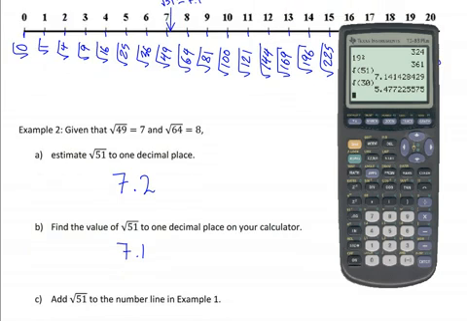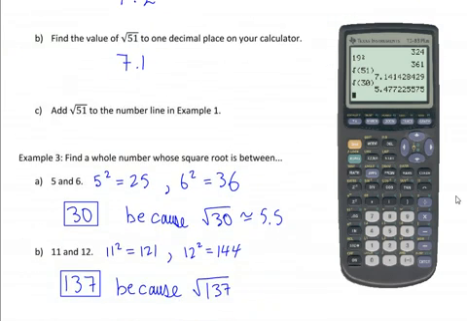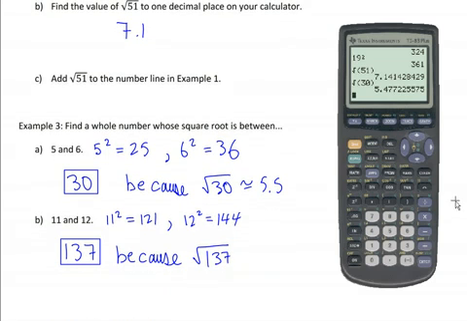So since it is closer to 144 than it is to 121, I would be guessing that it would be 11 point high. So maybe 11.8. Let's see if I'm close when I do this on the calculator. The square root of 137 is actually 11.7. So, but 11.7 is between 11 and 12, and that's what we're looking for.